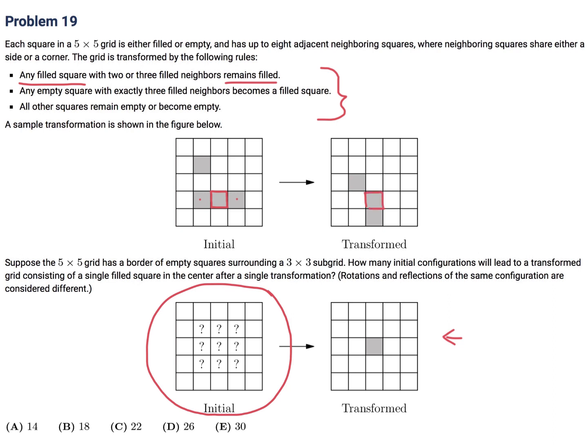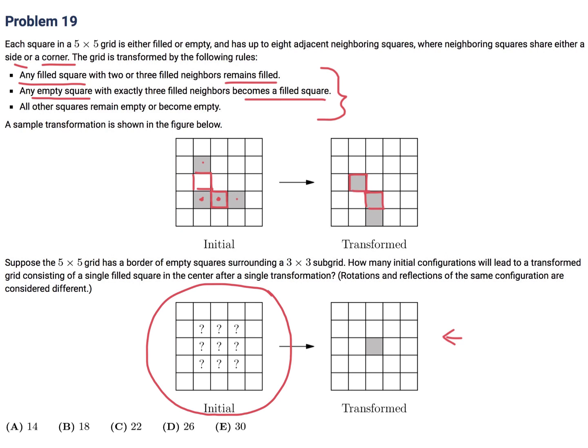Got it? Next rule, any empty square with exactly 3 filled neighbors becomes a filled square. Okay, is there anything like that? And the answer is yes, this one right here. It was initially an empty square, and it had 3 filled neighbors. Here's the first filled neighbor, second filled neighbor, and third filled neighbor, right? Because it shares a corner. Side or corner. And that one becomes filled. And that's exactly what they did. They filled it up.